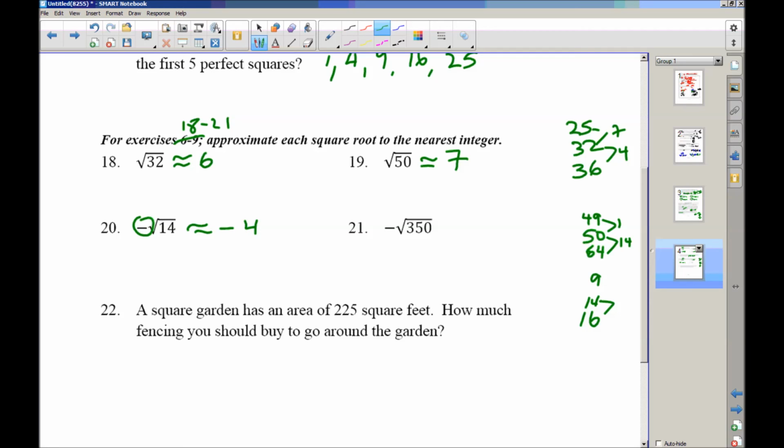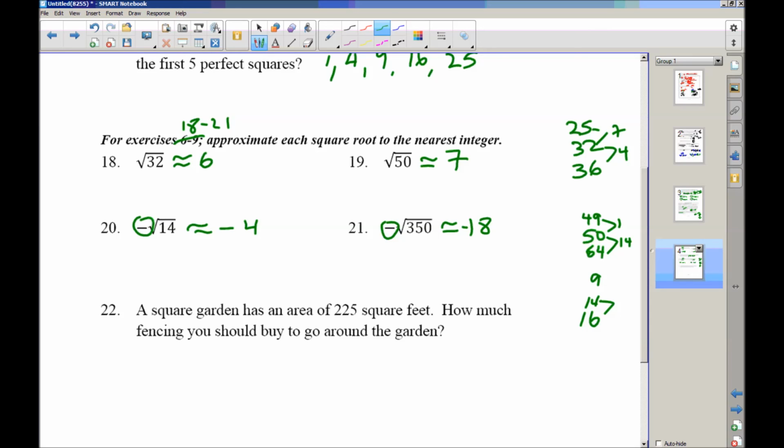All right, so this last one here, you probably don't have these perfect squares memorized up to 350. I don't expect you to. So I would pull a calculator out, and then you can type the square root of 350. And that's going to be 18.7 something. So this will round to about 18, but we had a negative in front, so negative 18.